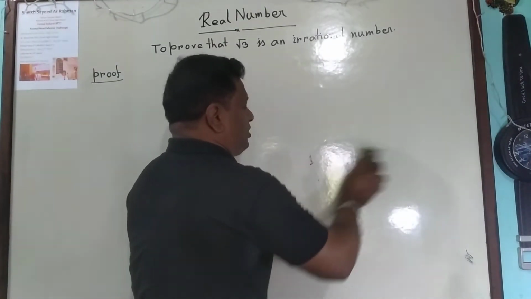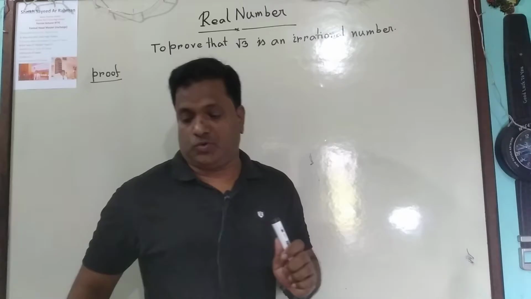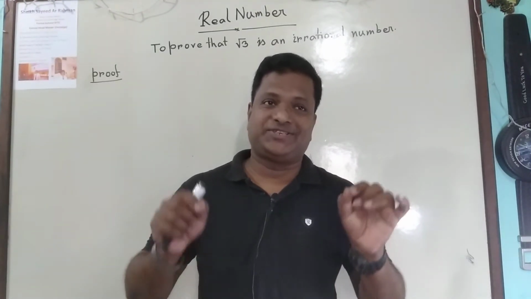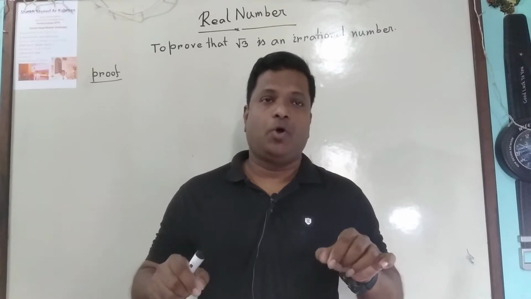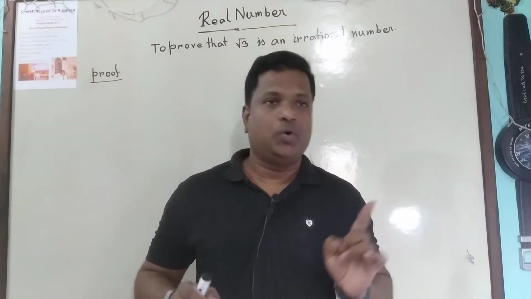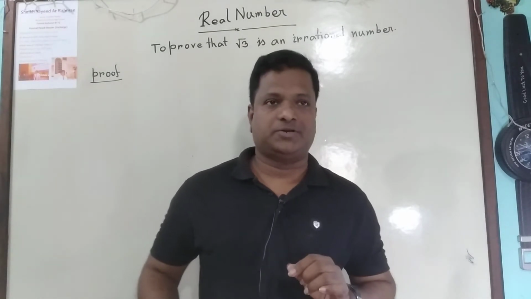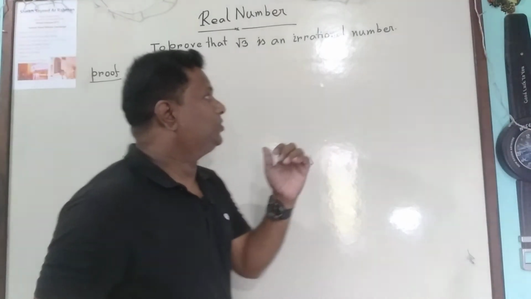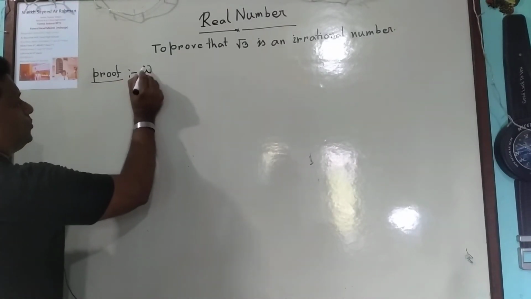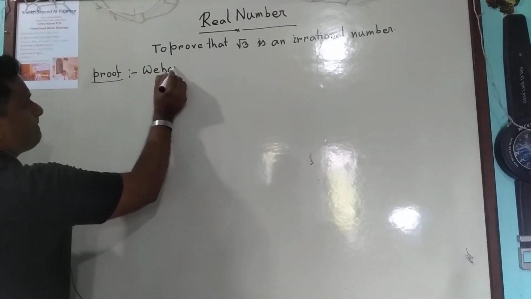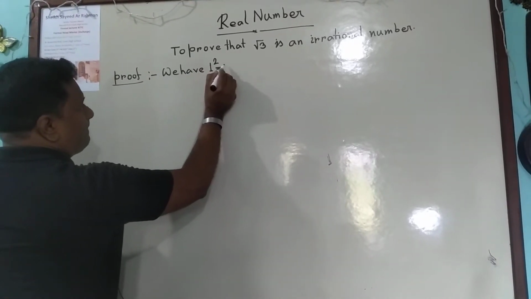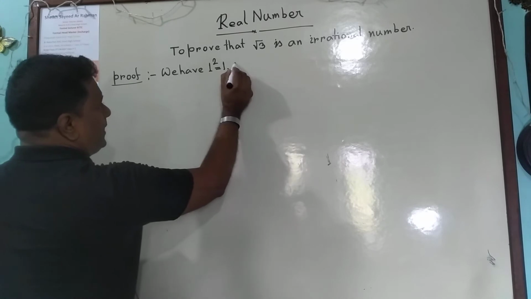Now we can start our problem. First, we have to show where root 3 exists, that means where root 3 plays a role in real life. We know that 1 square equals 1, and 2 square equals 4.